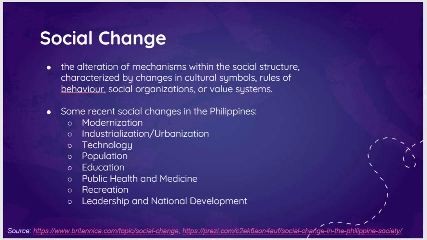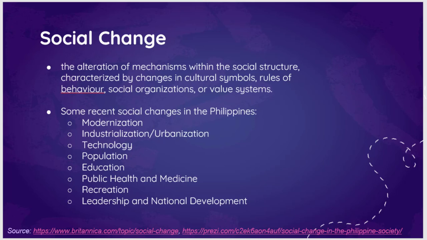According to Britannica, in sociology, social change is the alteration of mechanisms within the social structure, characterized by changes in cultural symbols, rules of behavior, social organizations, or value systems. So, in every area or place where people reside, there are usually social interactions. And from these social interactions, we have our social norms, the common things within our society that, unconsciously, without us even knowing, we follow, and we try to fit ourselves to the standards or norms of the society that we are a part of.